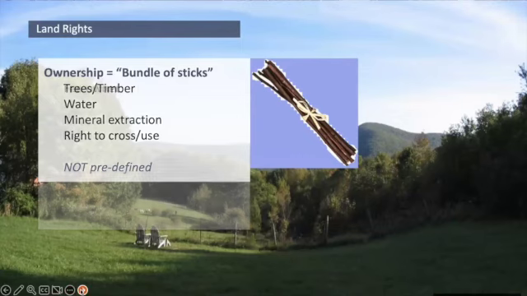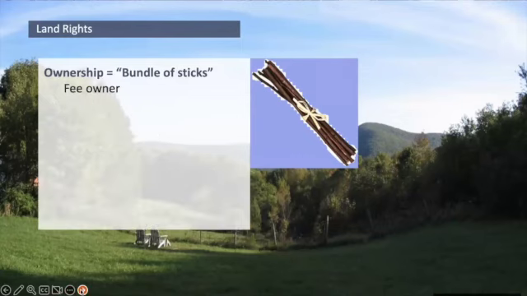So in that bundle of sticks, there's often a big stick that we call a fee ownership. So somebody at some level is the landowner, or some group of somebodies is the landowner. You may have heard the phrase, the fee owner of the land is so-and-so. And that is what that refers to: probably the largest clump of sticks is in that fee owner.